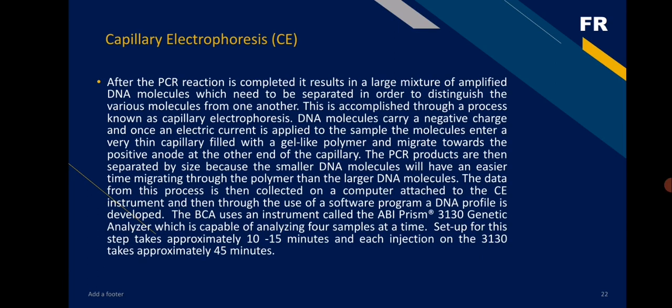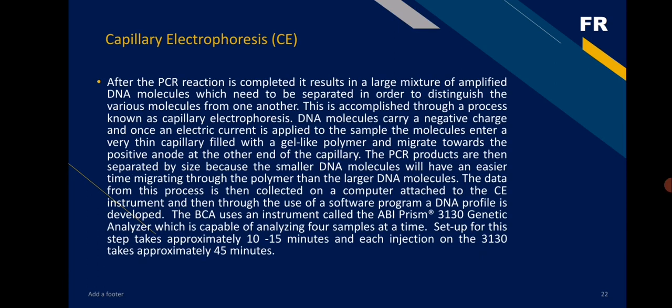Next is the capillary electrophoresis. After the PCR reaction is completed, it results in a large mixture of amplified DNA molecules which need to be separated in order to distinguish the various molecules from one another. This is accomplished through a process known as capillary electrophoresis. DNA molecules carry a negative charge, and once an electric current is applied to the sample, the molecules enter a very thin capillary filled with a gel-like polymer and migrate towards the positive anode at the other end of the capillary. The PCR products are then separated by size because the smaller DNA molecules will have an easier time migrating through the polymer than the larger DNA molecules.